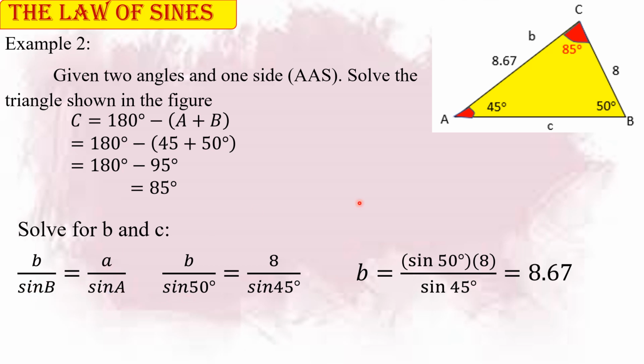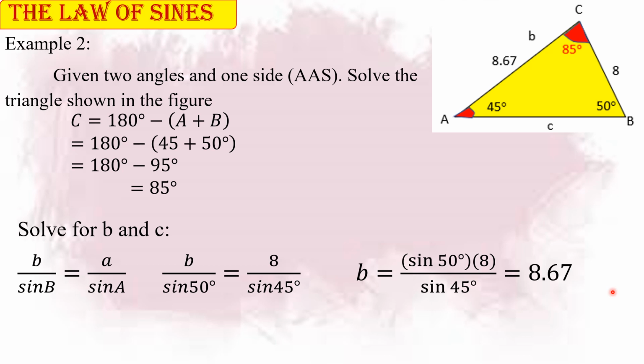So the sine B is what? 50 degrees. So sine 50 degrees is equal to A, which is 8. And then sine A, or the angle A, is 45 degrees. So sine 45 degrees. And then let's use the cross multiplication. So magiging B is equal to 8 times sine 50, or pwede ding sine 50 times 8. That's okay. And then over sine 45. So kindly get your calculator and let's confirm if the answer is 8.67.